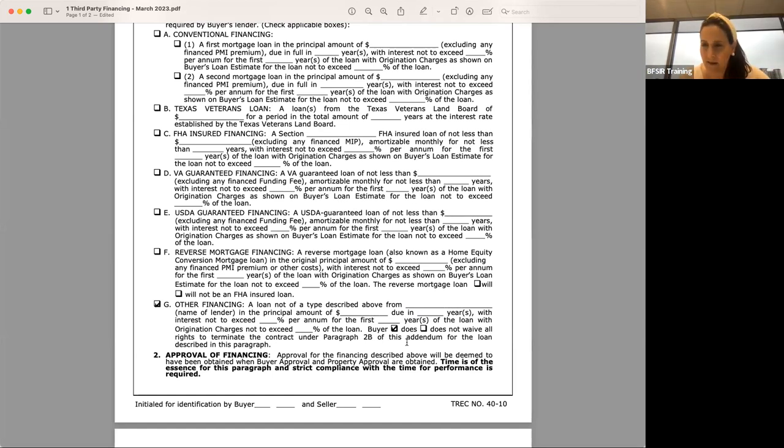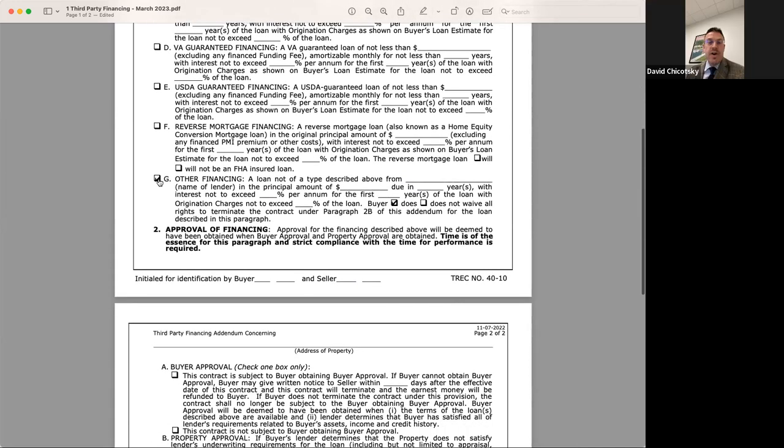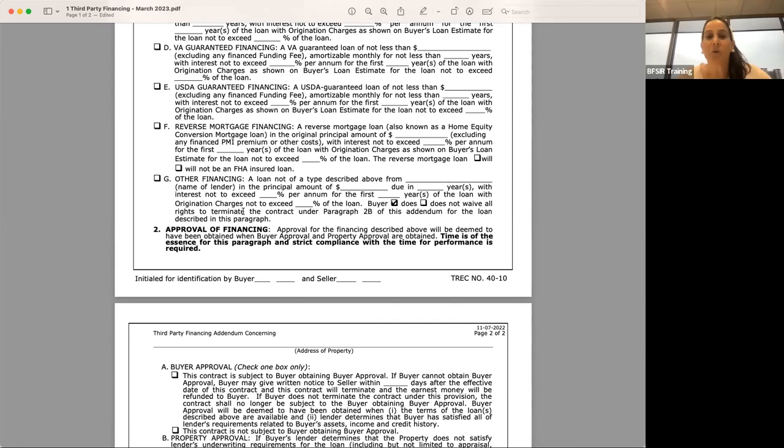Does that make sense? So you're going to use this in the situation where the buyer is getting a loan from dad or a hard money loan or something like that. Is it required though for hard money? I don't think it's required, but, I mean, what does required mean?